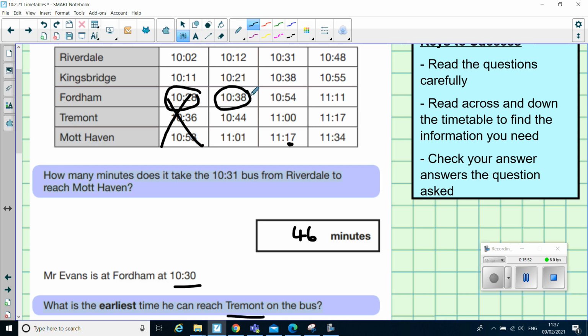So therefore then, what time did he arrive at Tremont? He arrived at Tremont at 10:44. You will come across some questions like this when you do your work on maths.co.uk today. So be really careful with those.